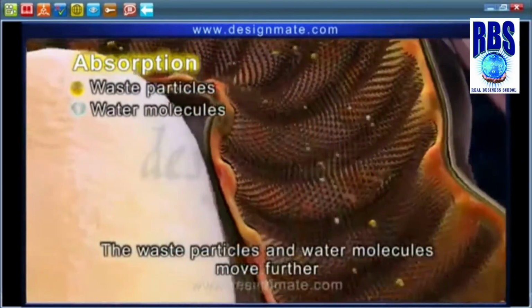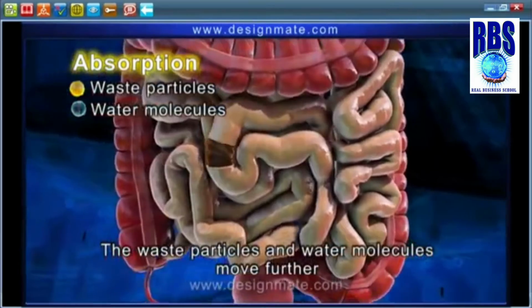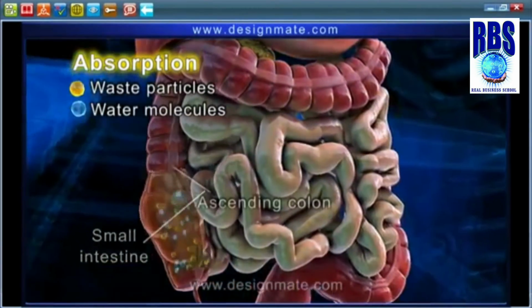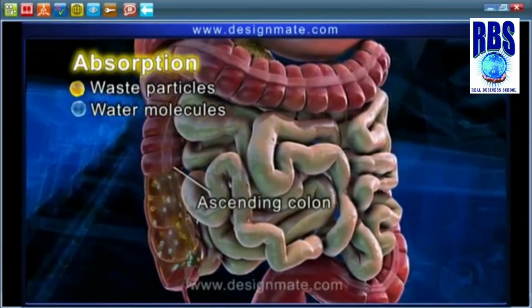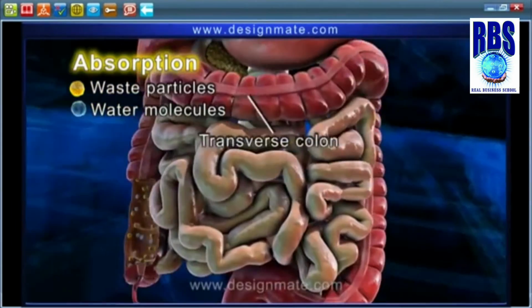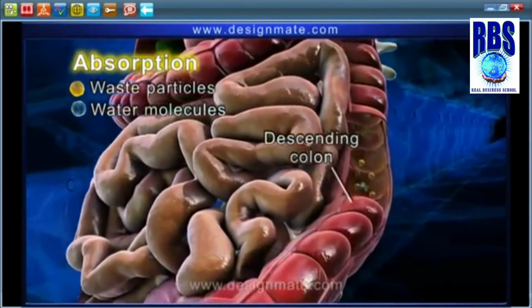The remaining unabsorbed waste particles and water molecules move further. These molecules further pass through the small intestine and finally reach the ascending colon of the large intestine. From here, they pass through the transverse colon to the descending colon.